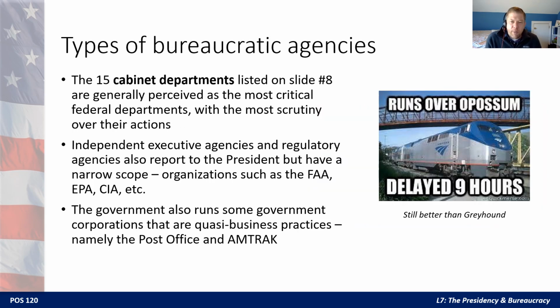Let's talk about the types of bureaucratic agencies here. There are 15 cabinet departments that I listed on slide 8 that are over the most critical federal departments. They also have the most scrutiny over their actions. You have a variety of different independent executive agencies, regulatory agencies as well, that have a more narrow scope. I talked about the FAA, that'd be a good example. The Environmental Protection Agency and CIA, for instance, are all independent agencies here.